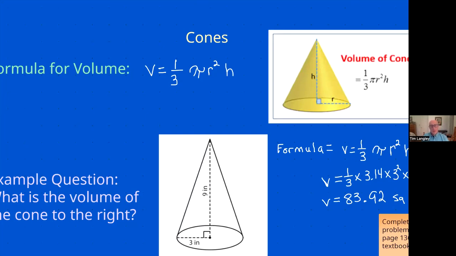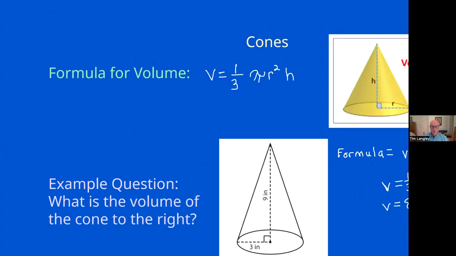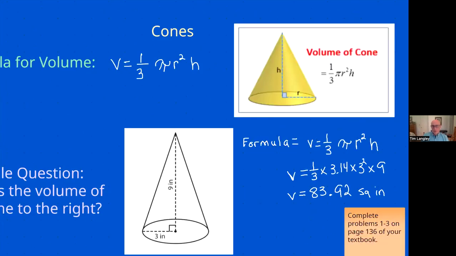So the volume of cones, the formula is V equals, please write this down, 1/3. You'll notice this is 1/3. I want to really emphasize that's not a half. It's 1/3 times pi times the radius squared times h. And so again, you can look at this upper right-hand corner picture. Volume of a cone equals 1/3 times pi r squared h. And again, we're just going to plug those numbers in, but let's take a look at my sample question.